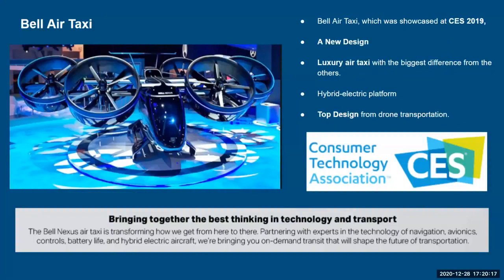The final example is Bell Air Taxi. Bell Air Taxi, which was showcased at the Consumer Technology Association in 2019, drew a lot of mention of its name because it's a luxury air taxi, the biggest difference from the others. Bell, one of the biggest helicopter manufacturers, is assertive with its design for drone transportation.